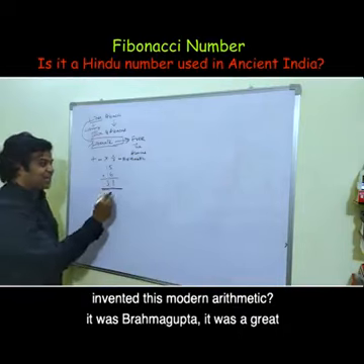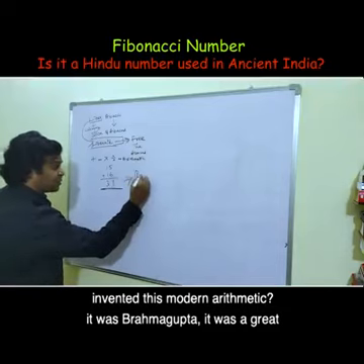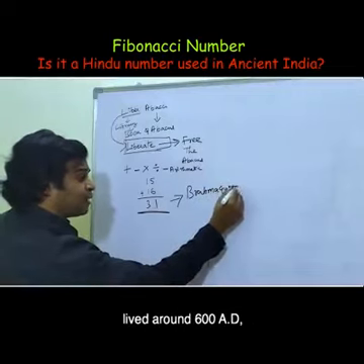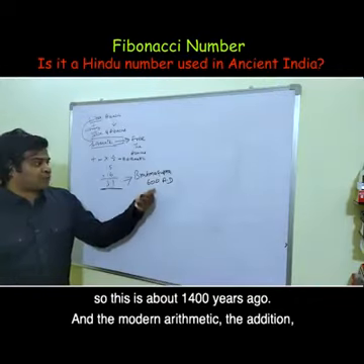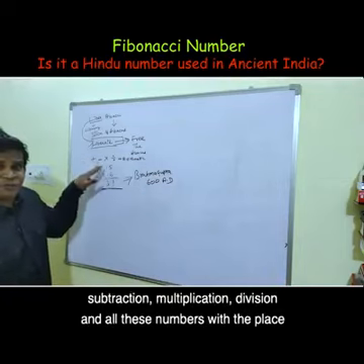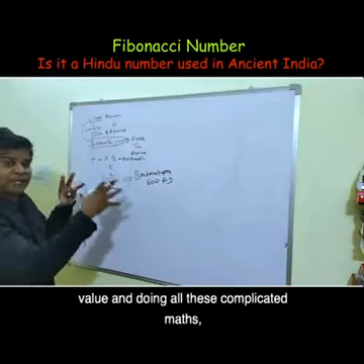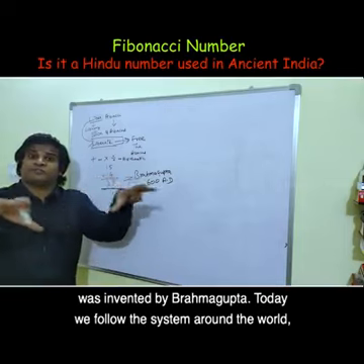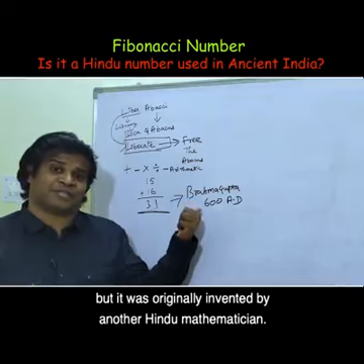So who invented this modern arithmetic? It was Brahmagupta. It was another great Hindu mathematician who lived around 600 AD. So this is about 1400 years ago. And the modern arithmetic, the addition, subtraction, multiplication, division, and all these numbers with the place value and doing all these complicated maths was invented by Brahmagupta. Today, we follow the system around the world, but it was originally invented by another Hindu mathematician.